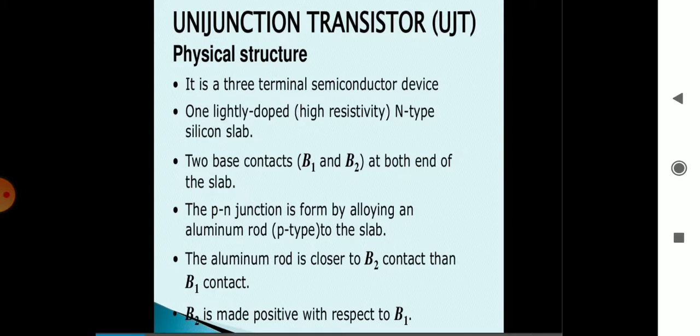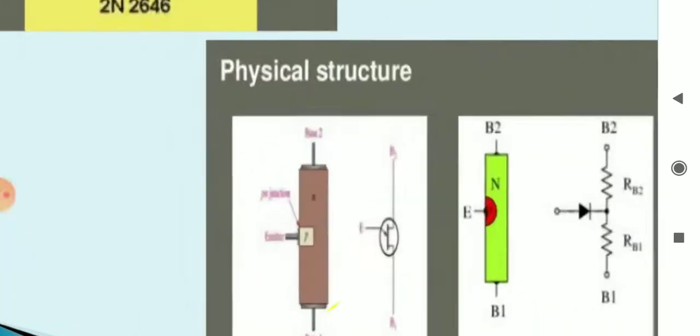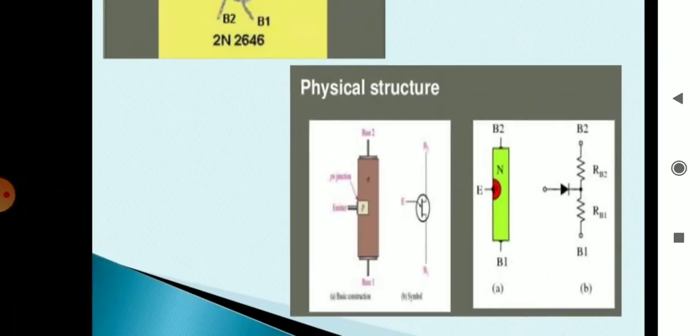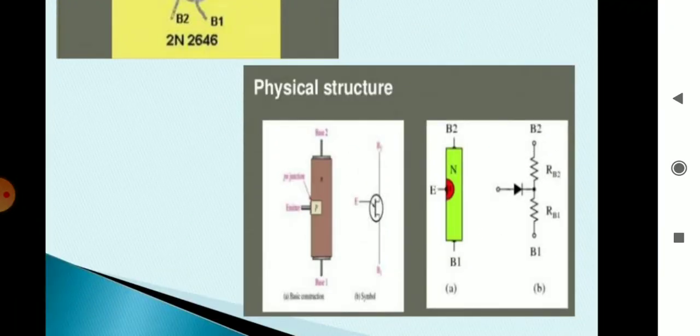In order to study the UJT triggering circuit, we need to understand what a UJT is. It's a 3-terminal semiconductor device. One part is a lightly doped N-type silicon slab, as you can see here. This is the physical structure of the UJT, where the lightly doped region is the N region, shown in green color, and the two base contacts B1 and B2 are at both ends.